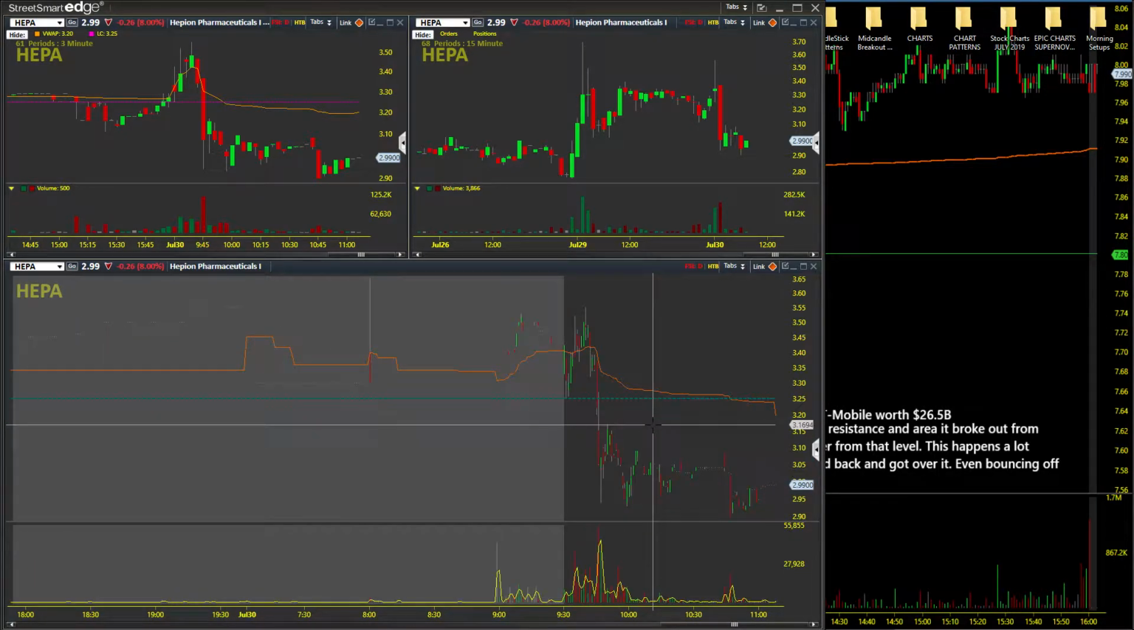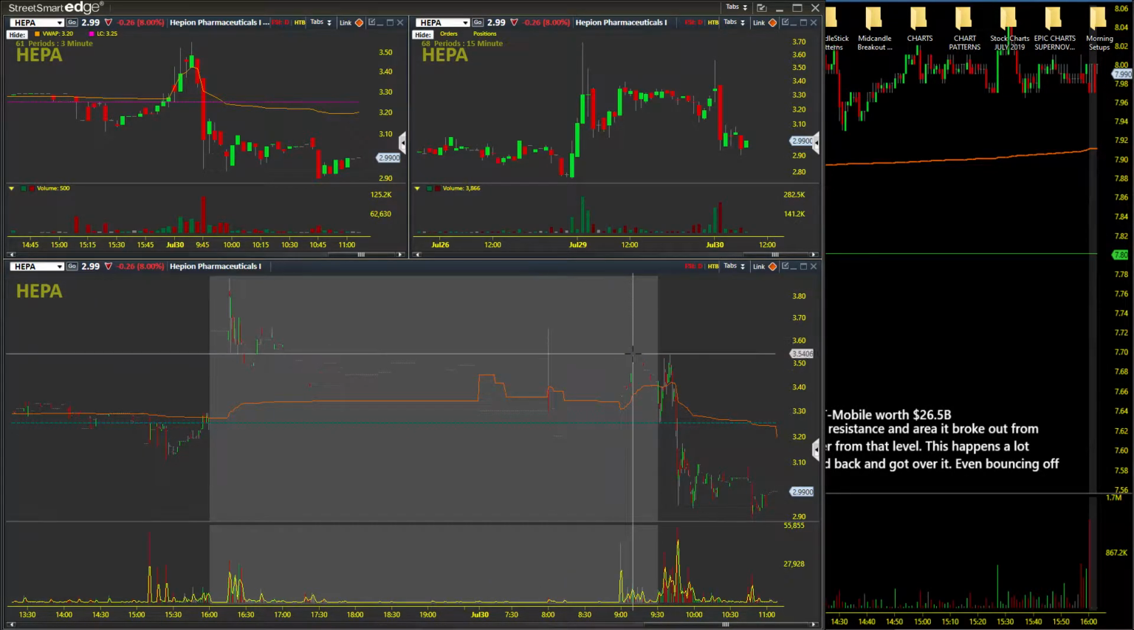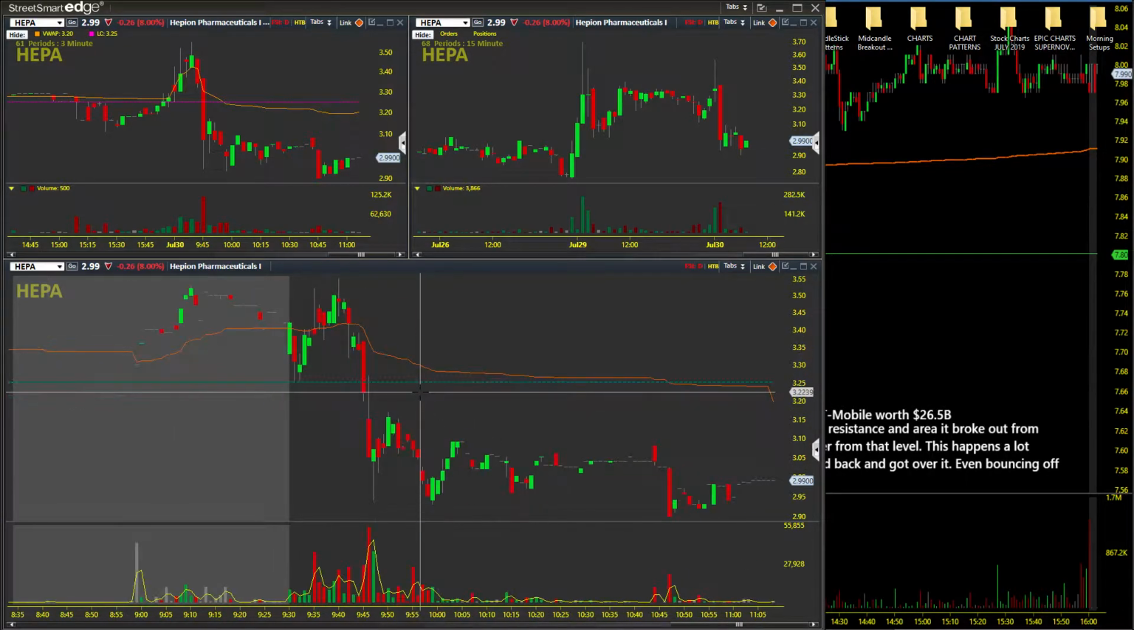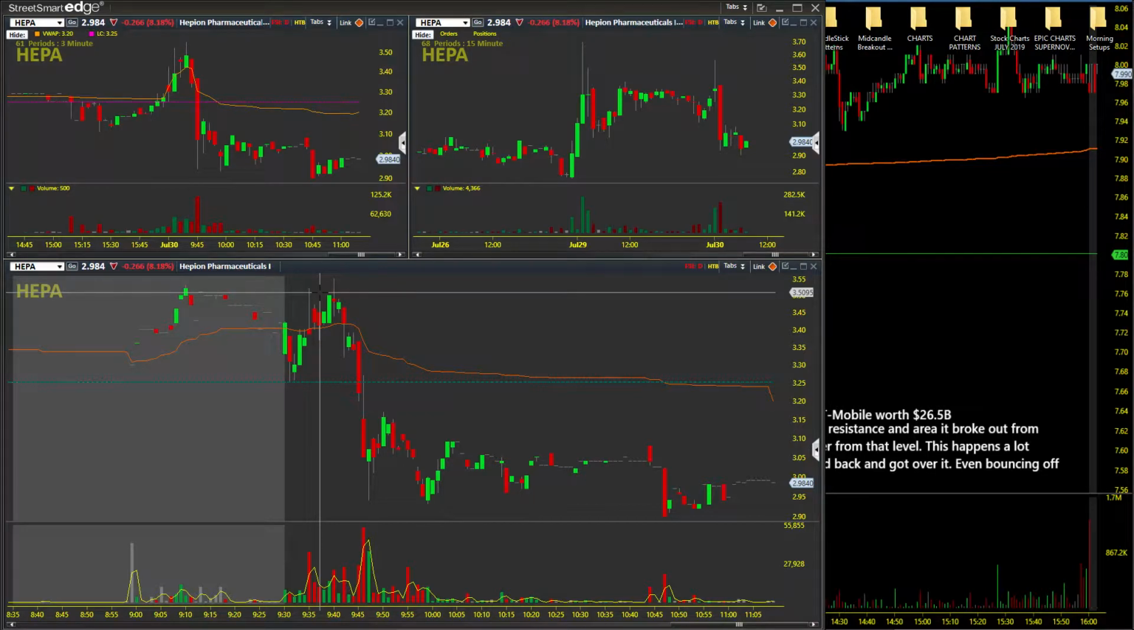HEPA, he mentioned it. I was keeping an eye on it because I knew he was going to have eyes on it. And he was looking at it at the break of this $3.60 level to run up to $4. So I was watching this right when the market opened. You could see right here it opened at $3.40, dipped down to $3.25, pops up to $3.50. That's where it ended.